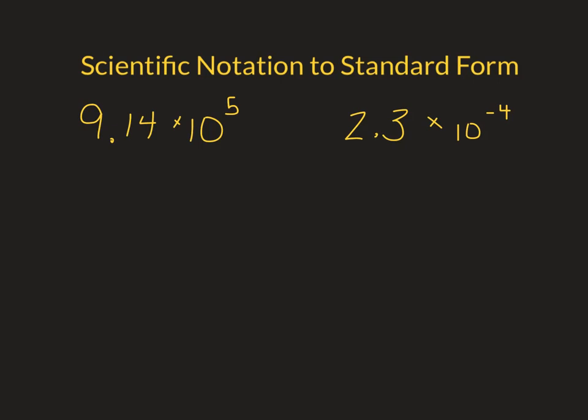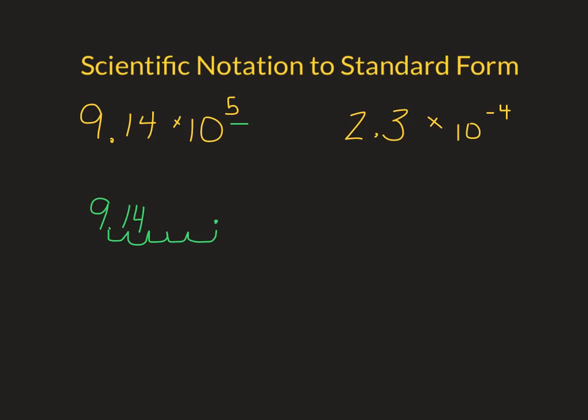So it says 9.14 times 10 to the 5th power. That's telling me that 9.14 is actually a really big number, and I need to move its decimal place back to where it was. I know how many places to move it because of this number here. It's a 5, so I'm going to jump 1, 2, 3, 4, 5, and that's where the decimal place is now.